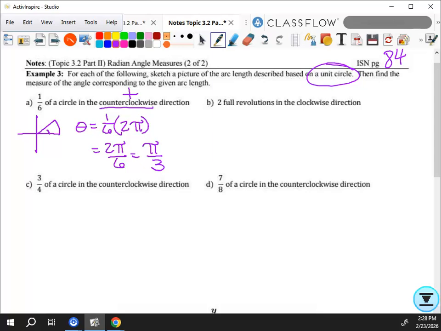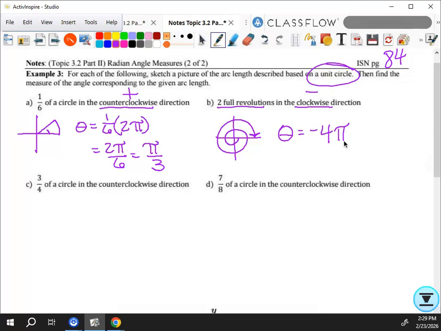All right, 2 full revolutions in the clockwise direction. That means my answer will be negative. All right, so I start here. I'm gonna go around the other way. That's 1 revolution, 2 revolutions. So there's my picture there, right? And then I know my answer is negative. And if I go around twice, that's how much? 4 pi. So it's negative 4 pi. Everybody okay with that? Yes?